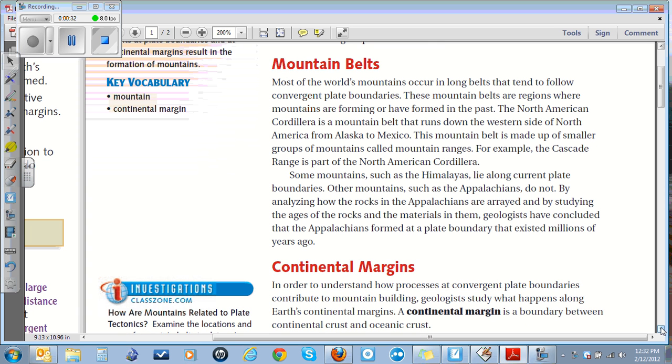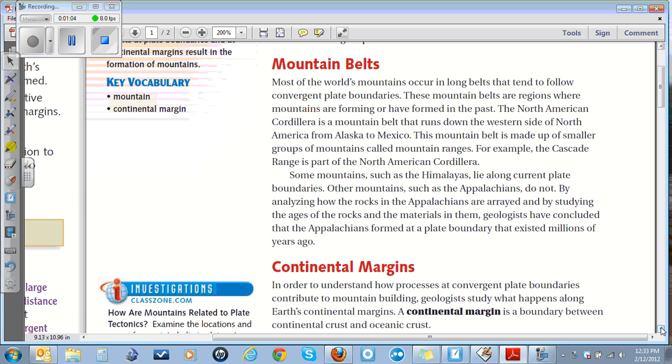Mountain belts. Most of the world's mountains occur in long belts that tend to follow convergent plate boundaries. These mountain belts are regions where mountains are forming or have formed in the past. The North American Cordillera is a mountain belt that runs down the western side of North America from Alaska to Mexico. This mountain belt is made up of smaller groups of mountains called mountain ranges. For example, the Cascade Range is part of the North American Cordillera.